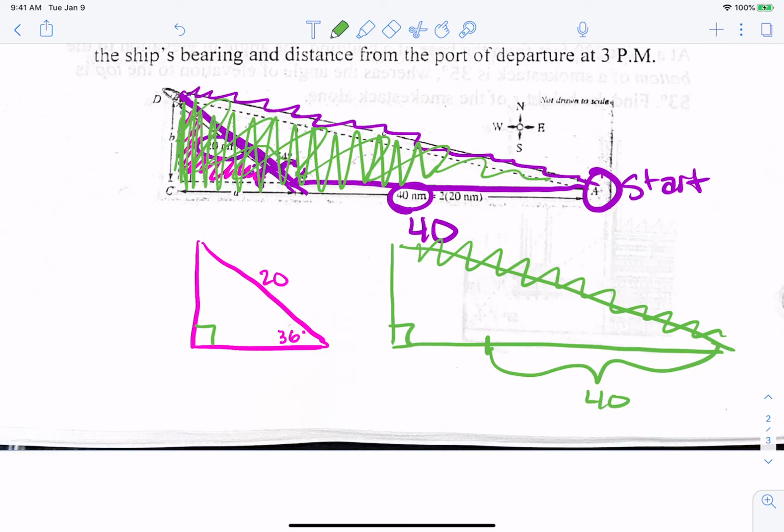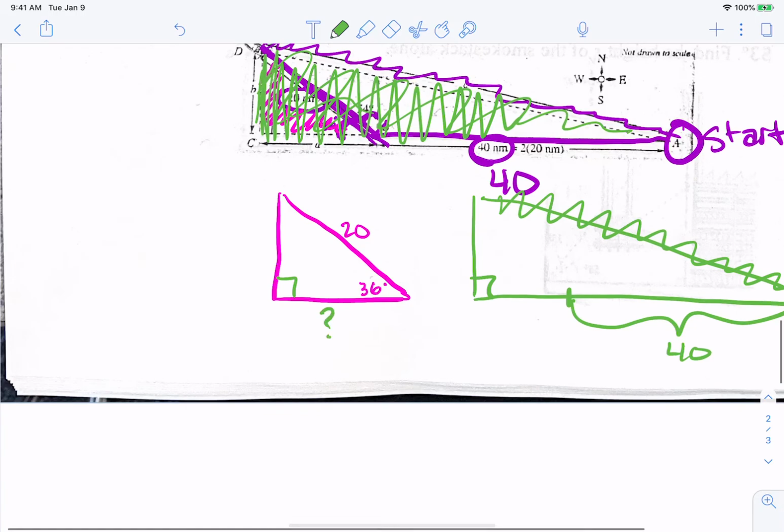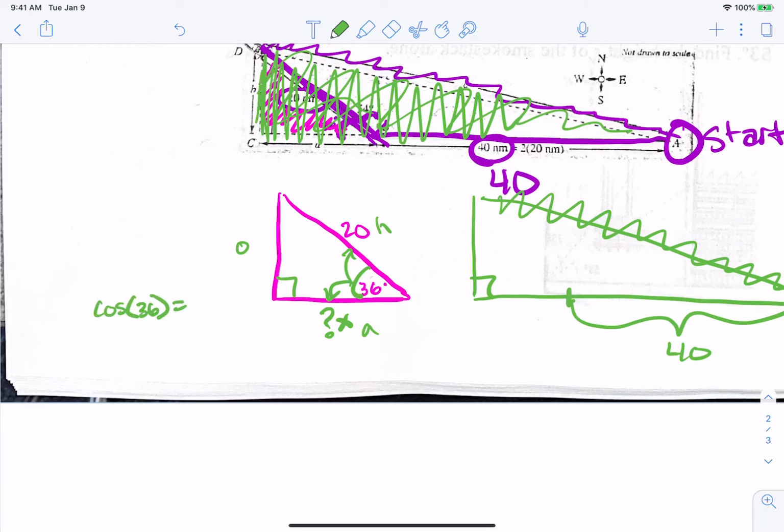We know that part of that bottom side is 40. So let's try to solve some things on the small triangle so that we can label them on the large triangle. So let's find this guy down here. Let's call him X. So 36 degrees is my angle. X is going to be my adjacent side, 20 is my hypotenuse. Adjacent, hypotenuse. This guy's the opposite. So if we want adjacent over hypotenuse, let's do cosine of 36 equals, the adjacent is X, the hypotenuse is 20. So multiply by 20. And what's cosine of 36 times 20? Or 20 times cosine of 36? What's that?